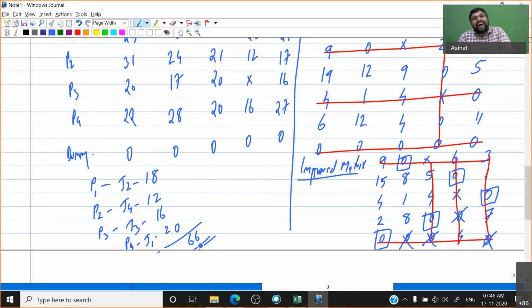Some of the friends have already given the answer. So the answer is what? 66. See, for your exam, online MTP, they may ask where P1 will go or where P2 will go. Sometimes they will ask like that. So you should know this allocation. If you know the allocation, since in one question they are asking multiple things, you will be able to approach it. How interesting, my dears.